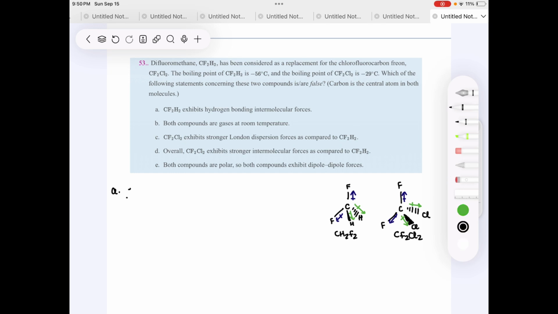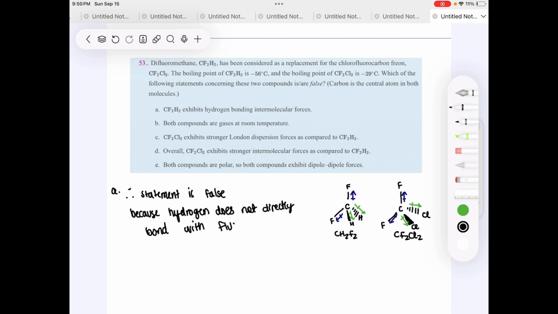Therefore, the statement is false because hydrogen does not directly bond with fluorine, and instead it bonds with carbon.